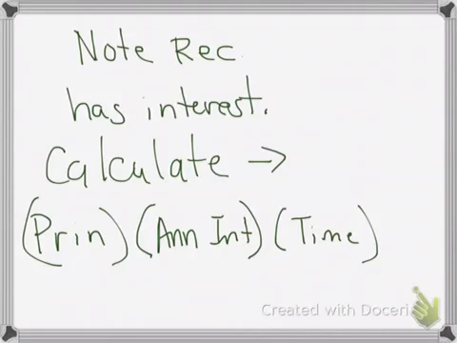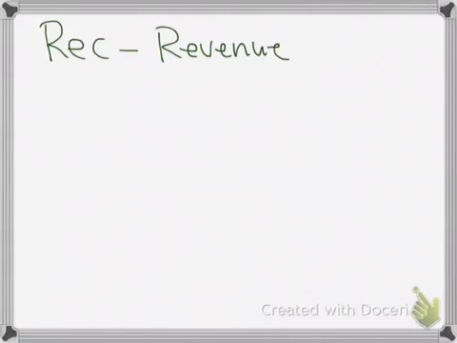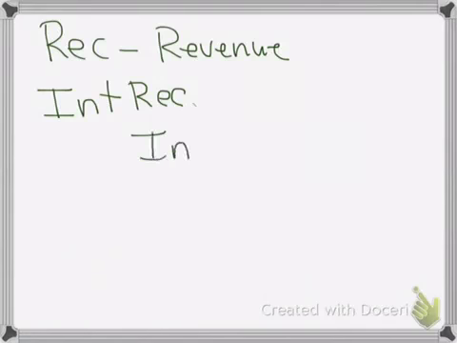The way we calculate the interest is we take the principal amount, we multiply it by the annual interest rate, and then we would multiply it by the time period that we're looking at and come up with that interest amount. When looking at this from the receivable side, remember receivables go with revenue. And so what we will see with this is you would have an interest receivable amount when you accrue this, and then you would have the interest revenue.